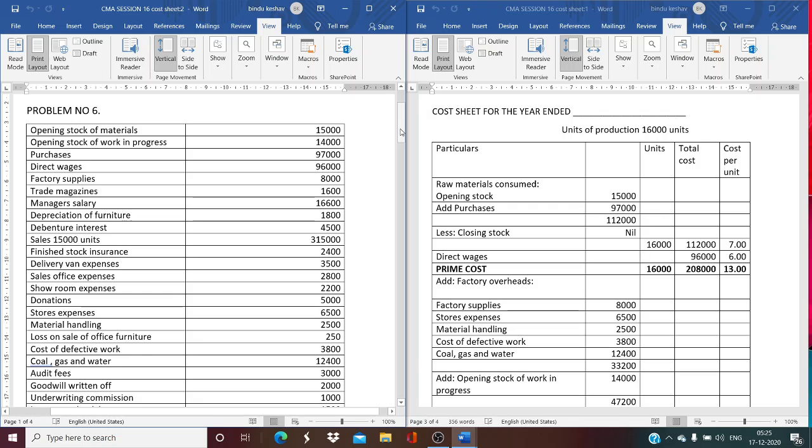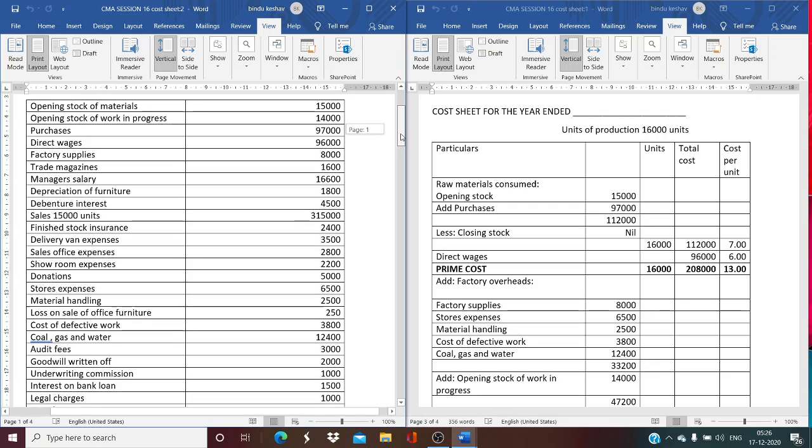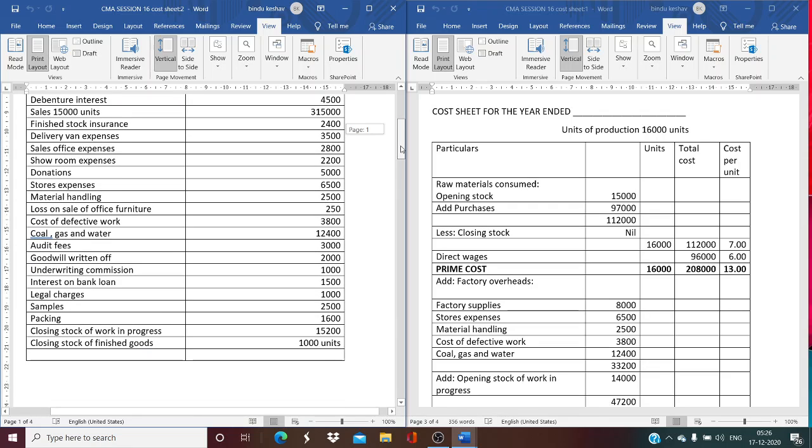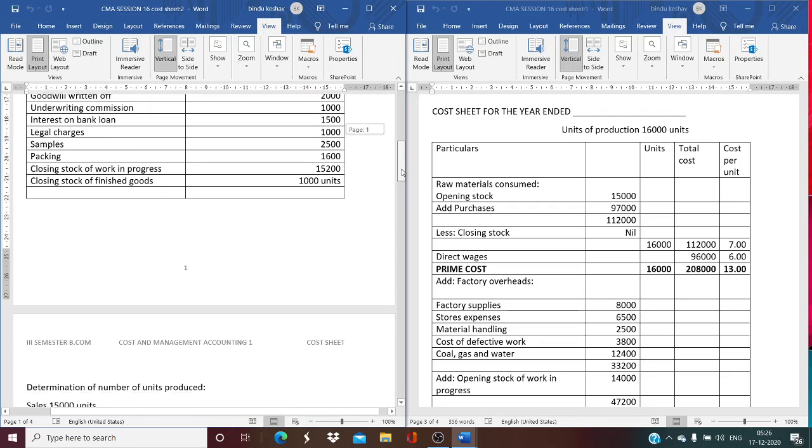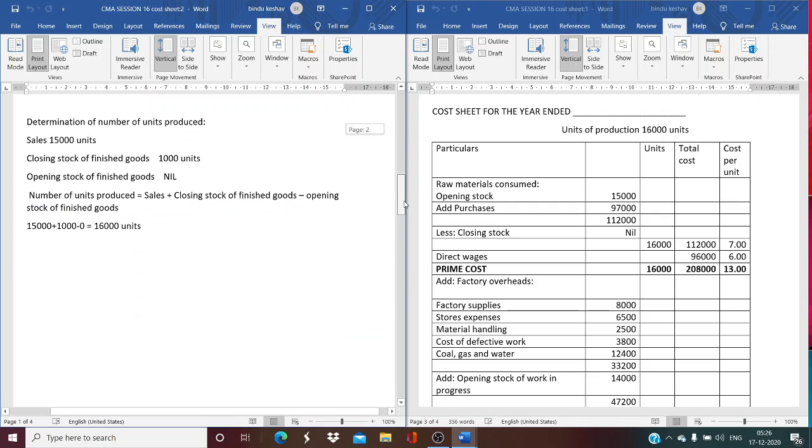Now, if we have the information regarding the opening stock of finished goods, closing stock of finished goods and sales, we can find out the number of units produced. So sales 15,000 units and the closing stock of finished goods 1000 units and the opening stock is nil. What does it mean? Last year's production which is remaining is not there. It is nil. We do not have opening stock of finished goods. Whatever we have produced relates to this year itself.